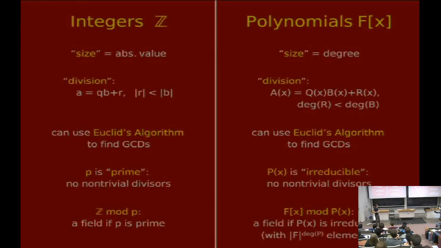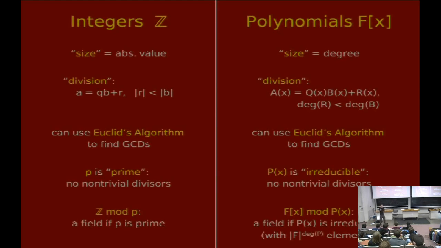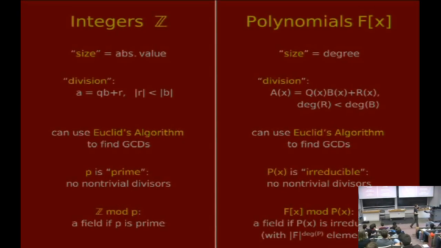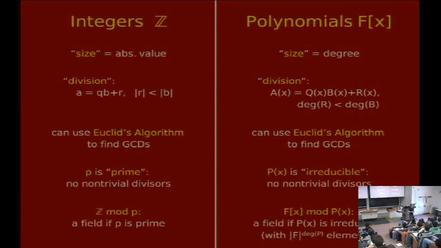You can get, let's say, the field of size 9 by taking all the polynomials with coefficients mod 3 and modding out by a degree 2 prime polynomial. Okay, so that's more advanced than I actually need you to know, but I thought it would be fun to tell you that fact.